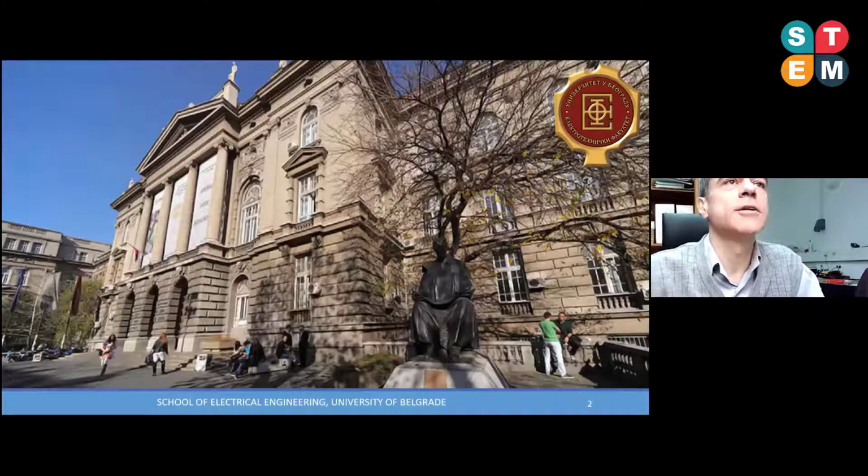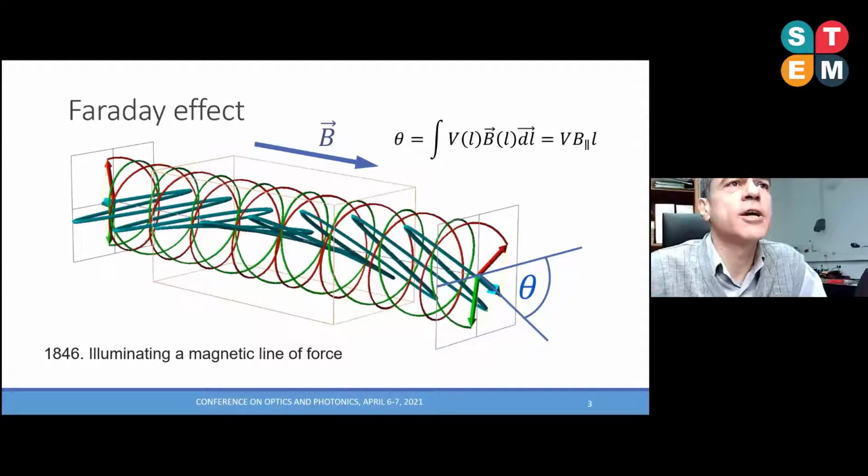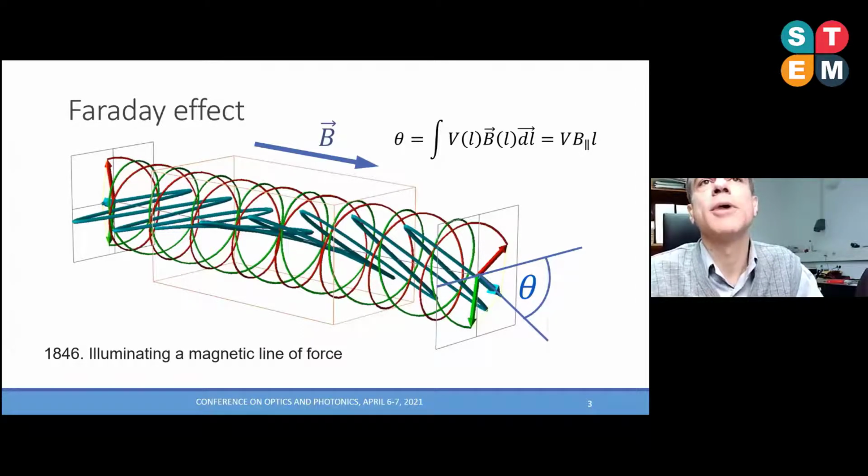Well, in the middle of the 19th century, Michael Faraday discovered that linearly polarized light will rotate its plane of polarization in the presence of a magnetic field in some materials. The angle of rotation I'm going to call the Faraday angle, and it's proportional to optical path length, the magnetic field component parallel to the optical path, and the Verdet constant. The Verdet constant is a property of the Faraday material.